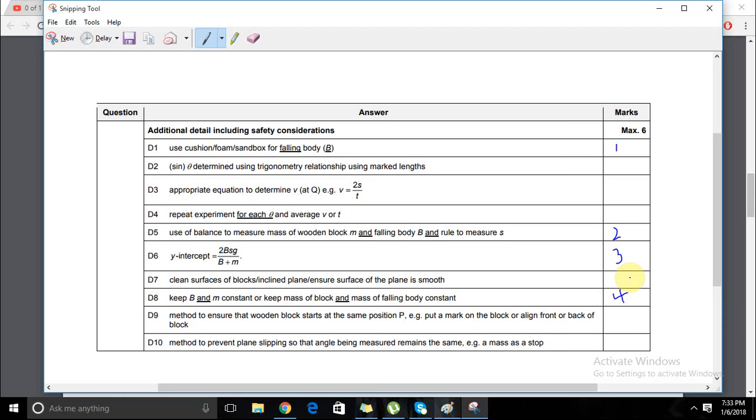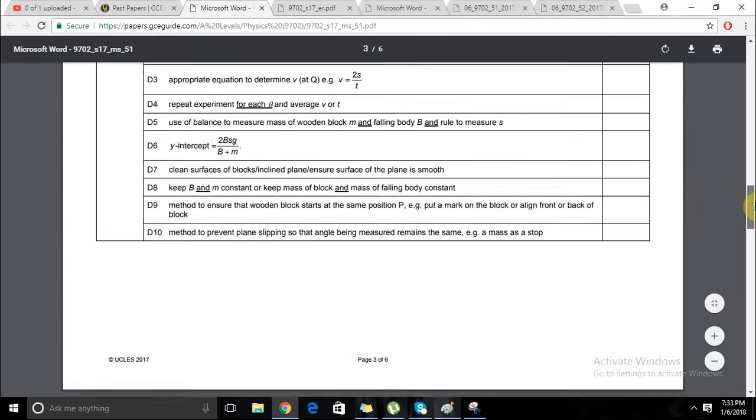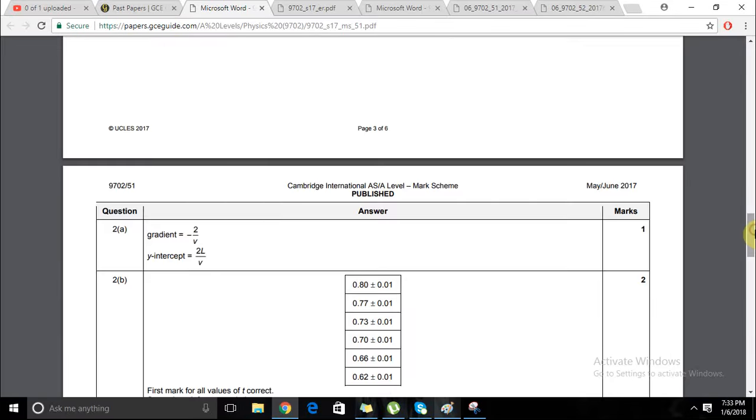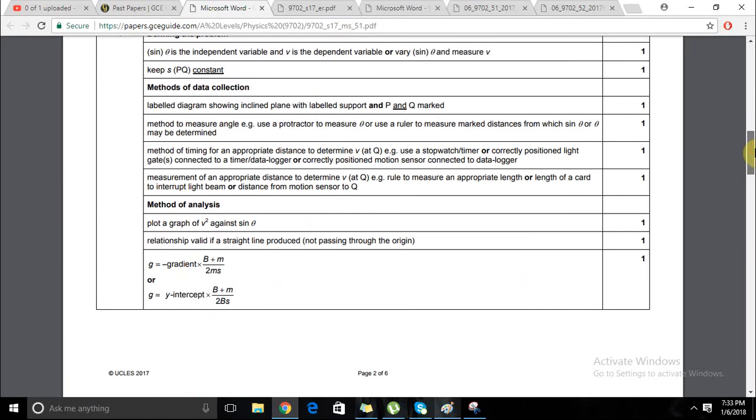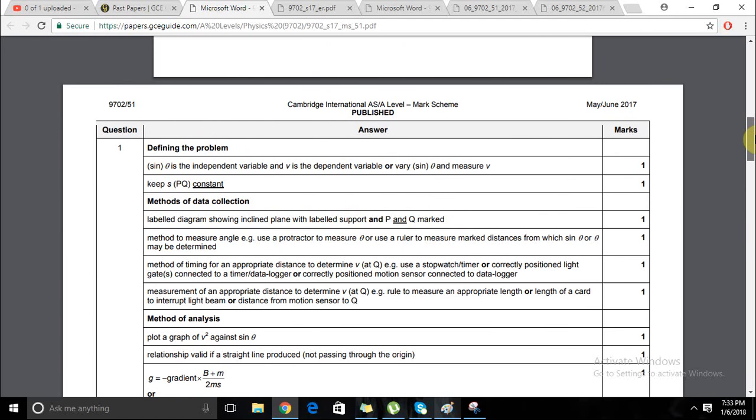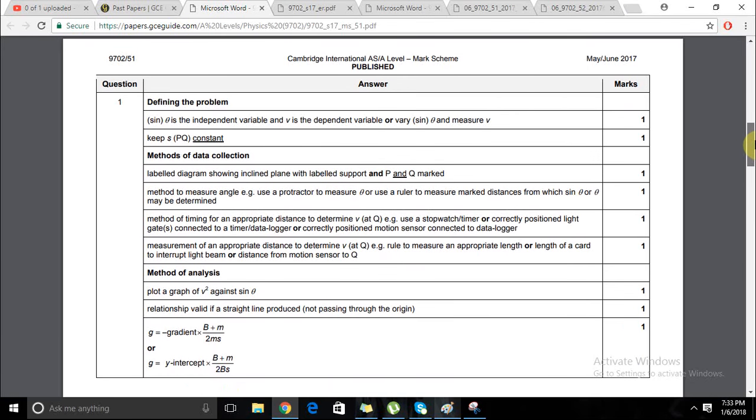So if I gave this, I would have gotten 1, 2, 3, 4 from this. 5, 6, 7, 8, 9, 10, 11, 12, 13. So out of 15 I would have gotten 13. Vexing for me.